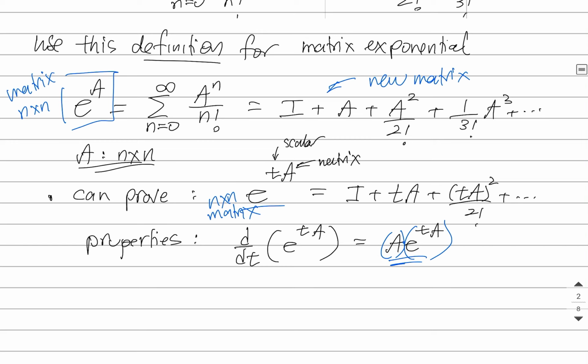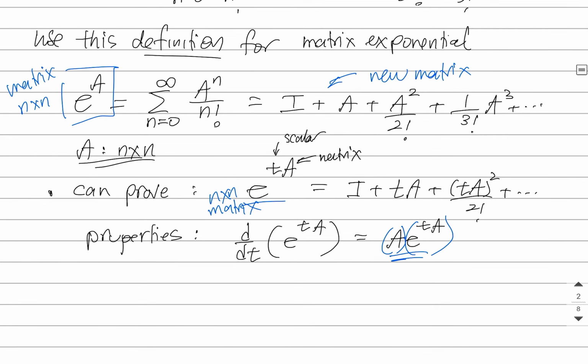So you might say, oh, does it matter what order we put that multiplication in? Well, luckily it doesn't, because you can prove that the order of this multiplication does not matter. It commutes.